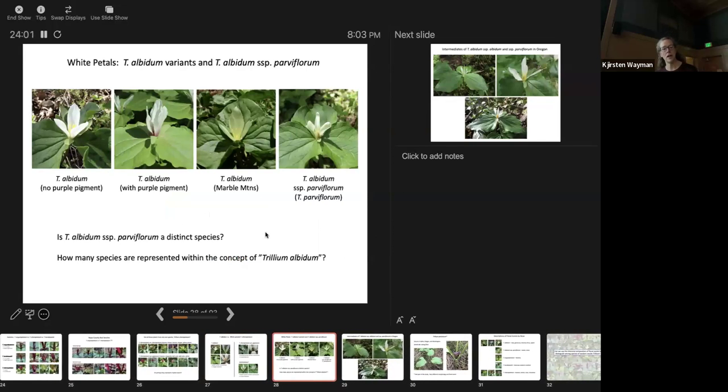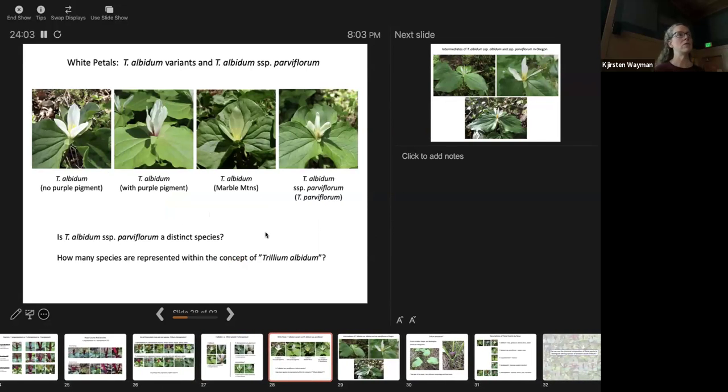And then with Trillium albitum, I mentioned before there are those 4 variants. Well, are these 4 variants all the same species? Is Trillium albitum subspecies parviflorum a different species? Is it actually Trillium parviflorum? And so the question is, within the concept of Trillium albitum, how many species do we have?